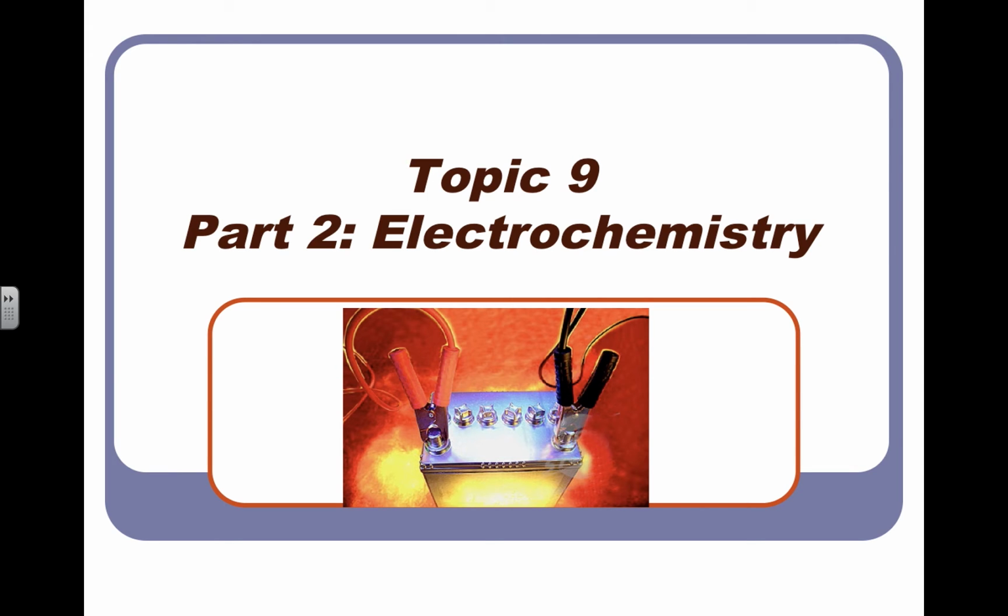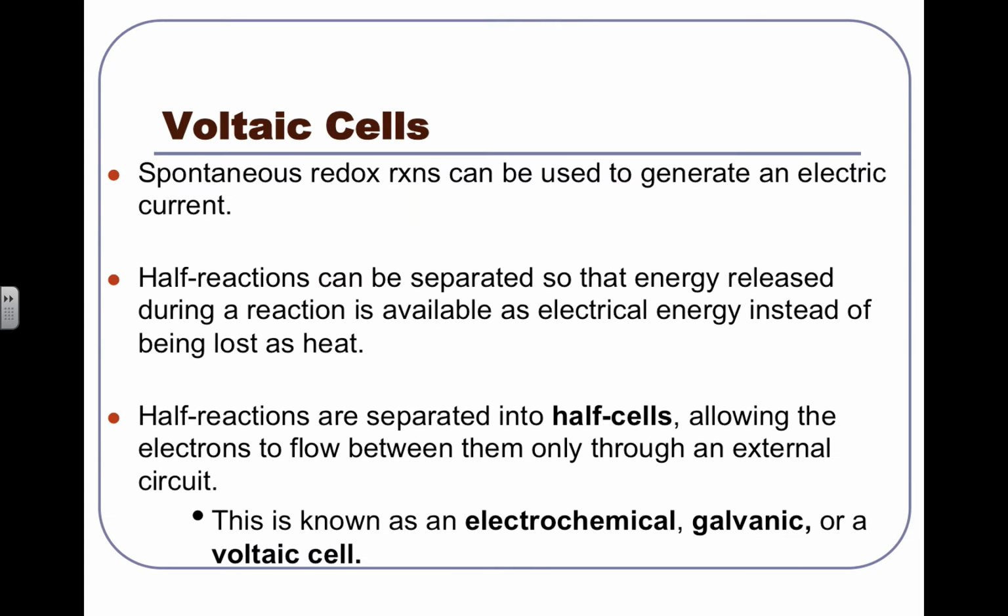Okay, we're going to continue to talk about oxidation and reduction, and now we're going to start to put it in context of electrochemistry. So right now we've just kind of accounted for electrons moving, and now we're actually going to apply that and do something with it. So today's first part is about voltaic cells. And so voltaic cells are also known as electrochemical or galvanic cells.